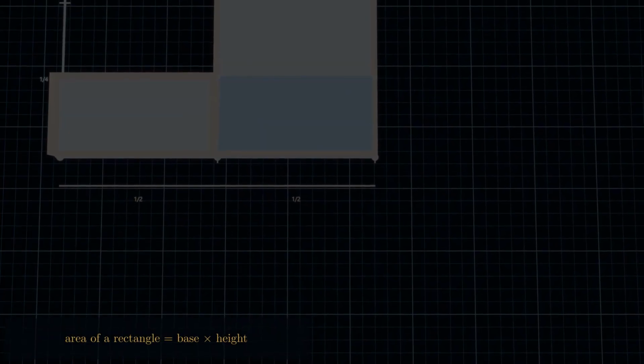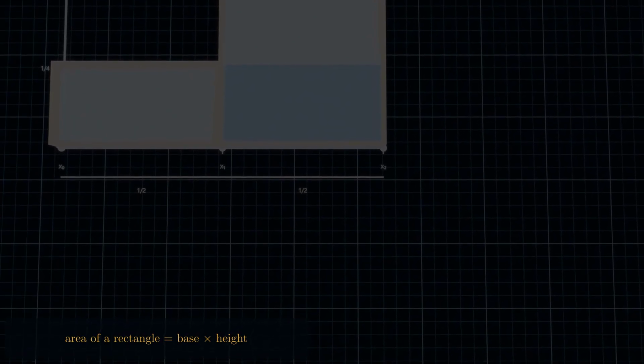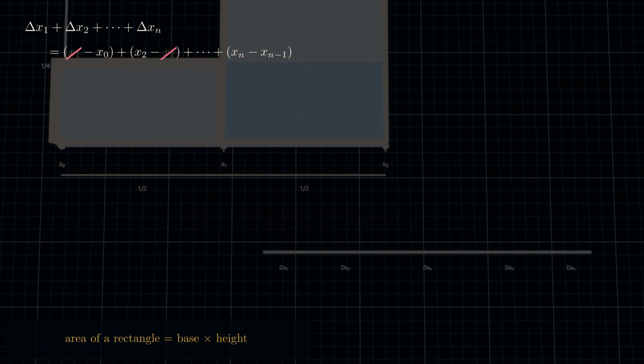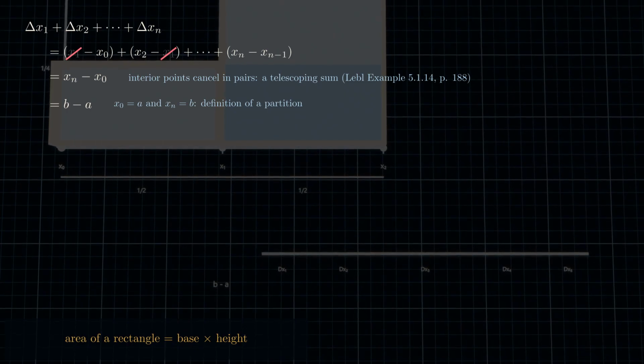Our Lebl's proposition 5.1.2. Since f is bounded, little m is at most f of x, at most big M, everywhere. First, the widths add to the whole base. Delta x_1 is x_1 minus x_0. Delta x_2 is x_2 minus x_1, on down the line. And adding them, every interior point cancels once against itself, leaving x_n minus x_0, which is b minus a. Our Lebl says such a sum telescopes. It slides shut like an old spyglass.